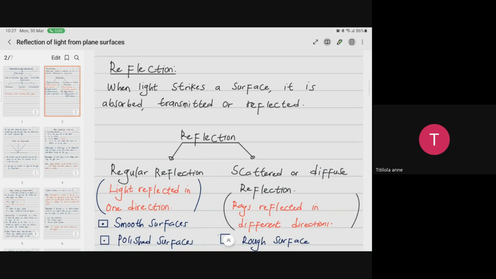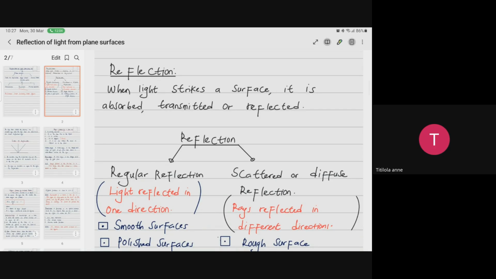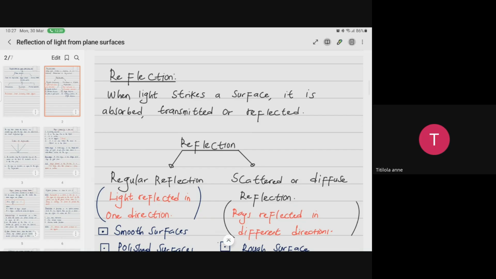All right, so let's look at reflection. Last time we said that light travels in a straight line, and it keeps going that way unless there's an obstacle. Reflection occurs when there's an obstacle. So when light strikes a surface, it is either absorbed, transmitted, or reflected. And there are two kinds of reflection: regular reflection and scattered or diffuse reflection.